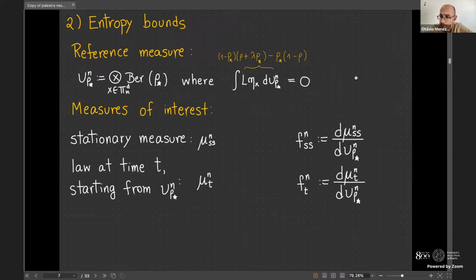So here are the measures that we are interested in. Our goal is to say something about the stationary measure. To arrive at the stationary measure, we are going to start, say, at IID, let the Markov chain run its course, and see what happens with the law at time t, and see if we can say anything about its limit. We're going to write things in terms of the Nikodym densities between the measures we want to look at and this reference IID measure.